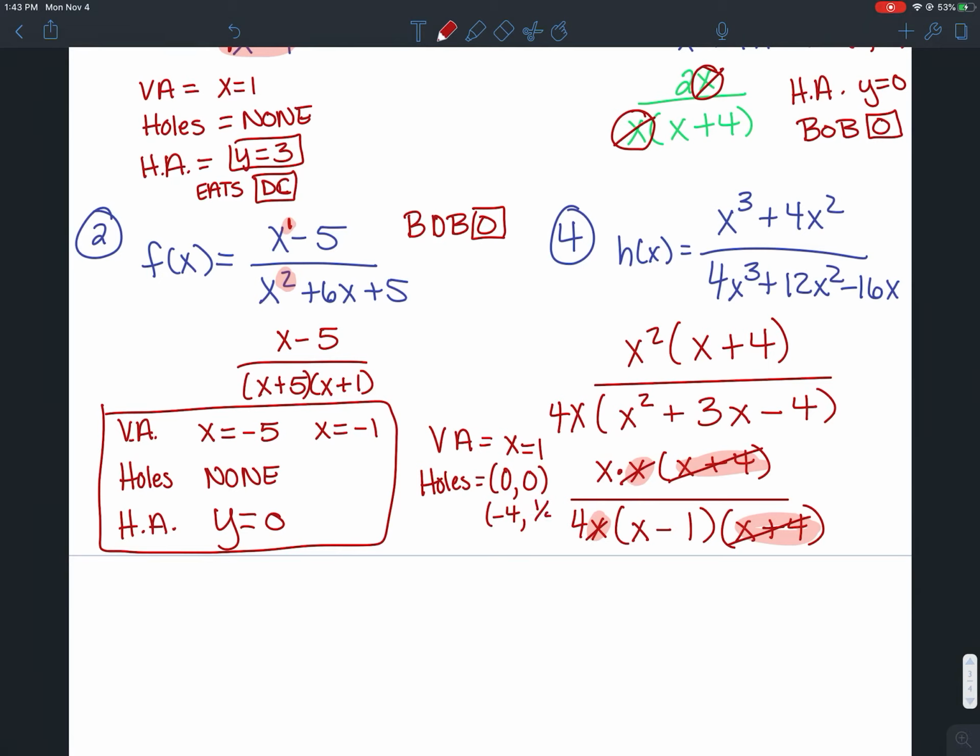And then the horizontal, looking at the OG problem, exponents eats DC. Exponents are the same, divide coefficients, so y equals 1/4. That is my horizontal. I don't know why I keep labeling it as vertical. Ugh.